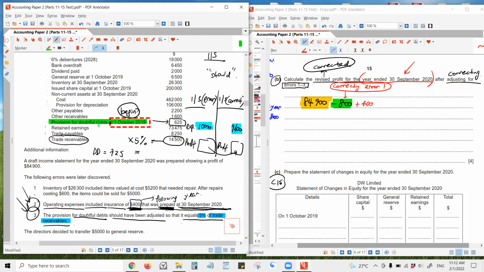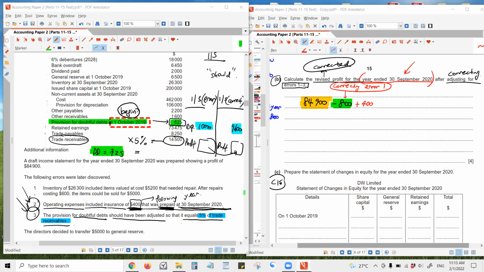Is it an increase or drop of doubtful debt? Increase, right? 625 goes up to 725. Previous year end, the doubtful debt is 625. This year's year end, the doubtful debt is 725. So there is an increase in doubtful debt. Everybody, you tell me in the chat box, increase in doubtful debt. Is it an income or expense?